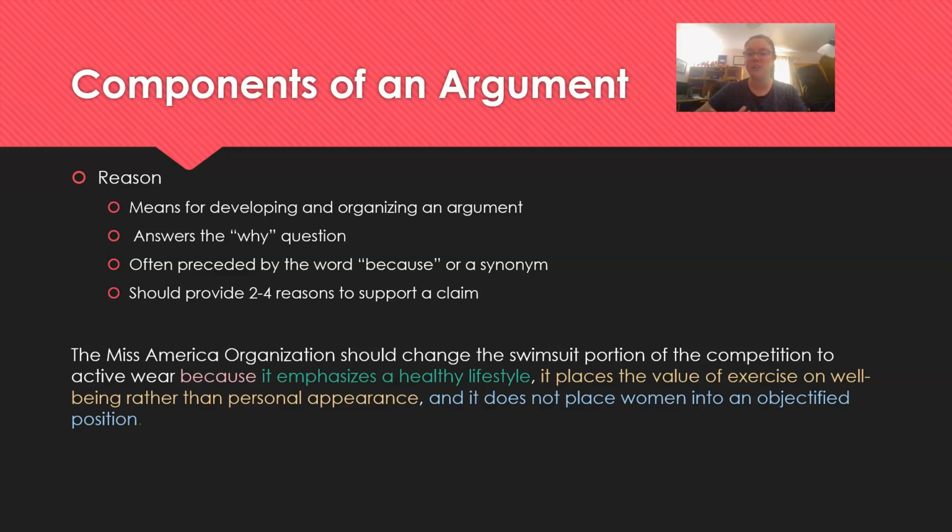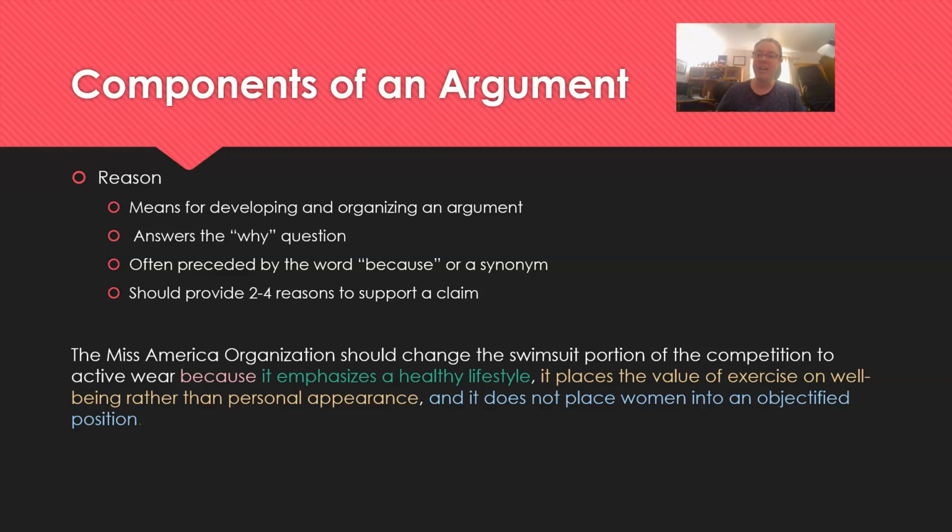So, in the earlier thesis I suggested that the Miss America pageant should ditch swimwear and go with activewear in the competition. So it's very reasonable that a reader might say, why? And so when you're developing these reasons, you want to imagine your reader saying, okay, why? Then you as the writer can say, well, because, and then you will essentially provide those reasons for why the reader should support your thesis or your claim.